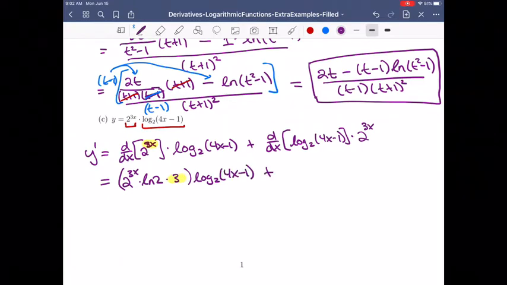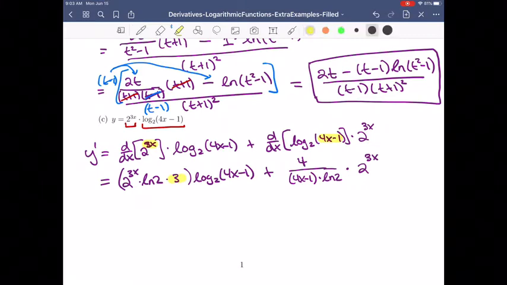Okay, when I do a log derivative, it's 1 over the inside, okay, times ln 2 because it's log base 2. But then I have to use the chain rule, so the derivative of the inside is 4. So I'd multiply by 4. I could just put the 4 up here if I want. And then times 2 to the 3x. Okay, so this is my derivative of the inside bit.